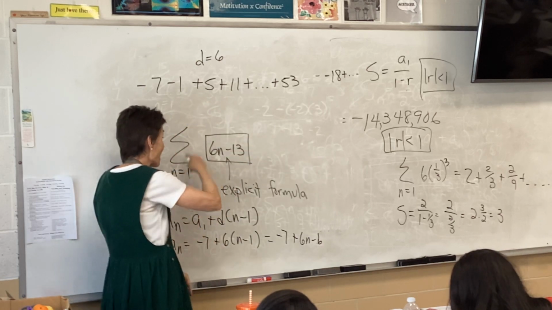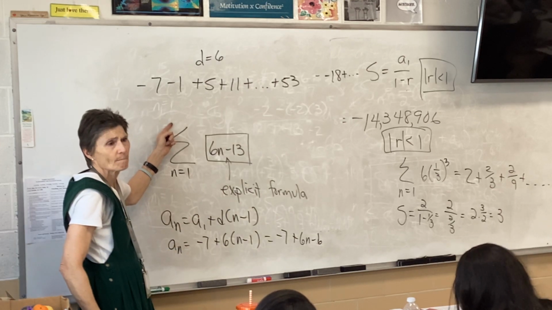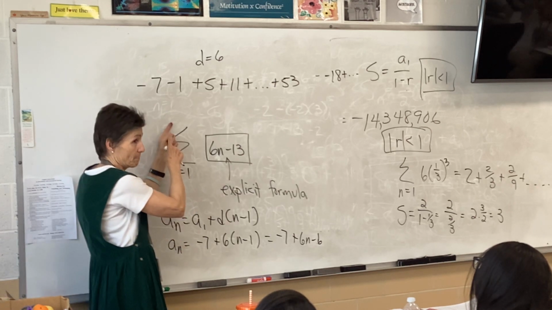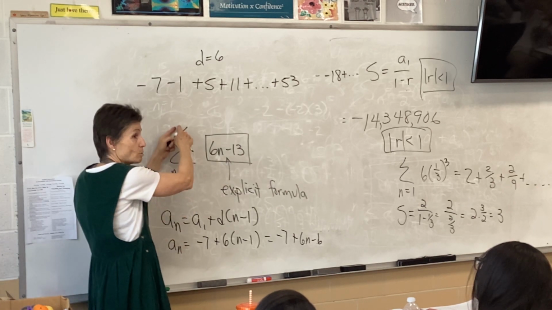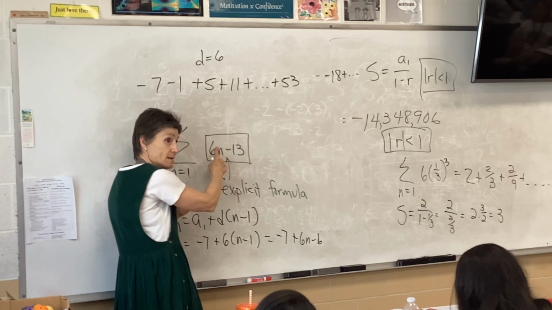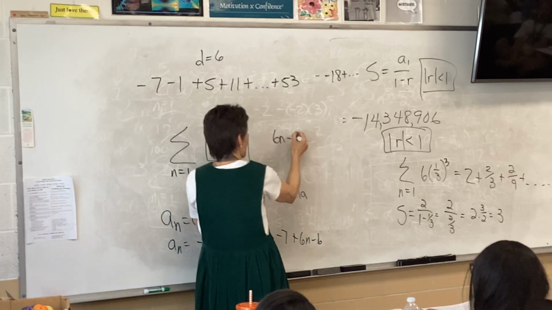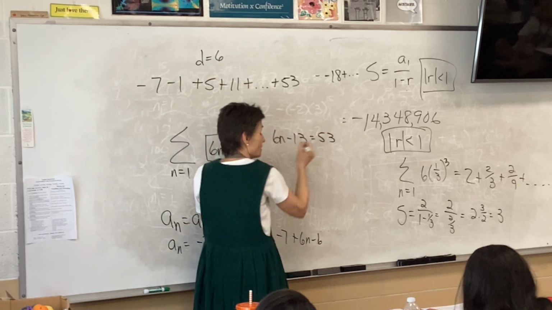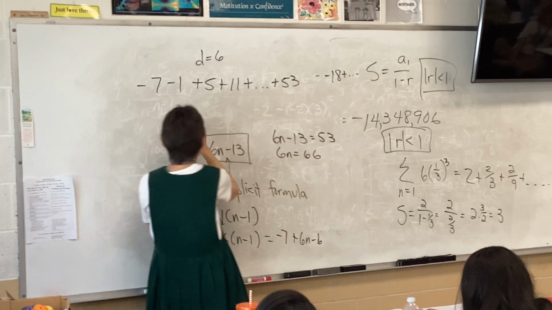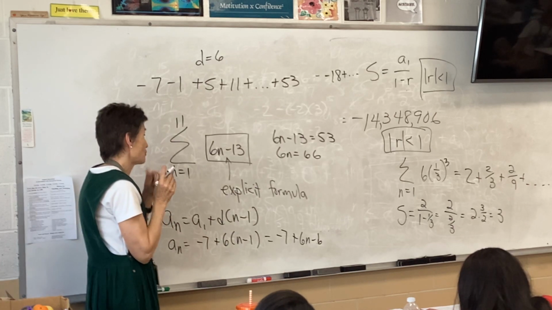So there is everything I need except, how do I figure out where I stop? 53. Well, I don't put a 53 up there. The number that goes up there has to plug in to give me 53, right? So 6n minus 13 has to be 53. So 6n has to be 66, so this number must be 11. And there's your sigma.